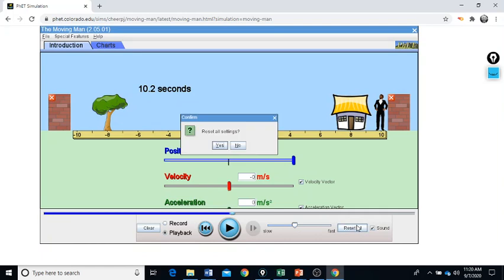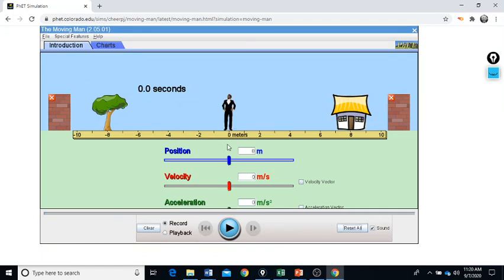Let's reset everything here. Now, a good rule when you're exploring something with an inquiry lab or looking at what the simulation has to offer here is, we say RATS, read all the screens. So we've already looked at the velocity and acceleration vectors. We've got position, velocity, and acceleration, we can toggle it this way. This is another way to move the man to where you'd like him to be with position.